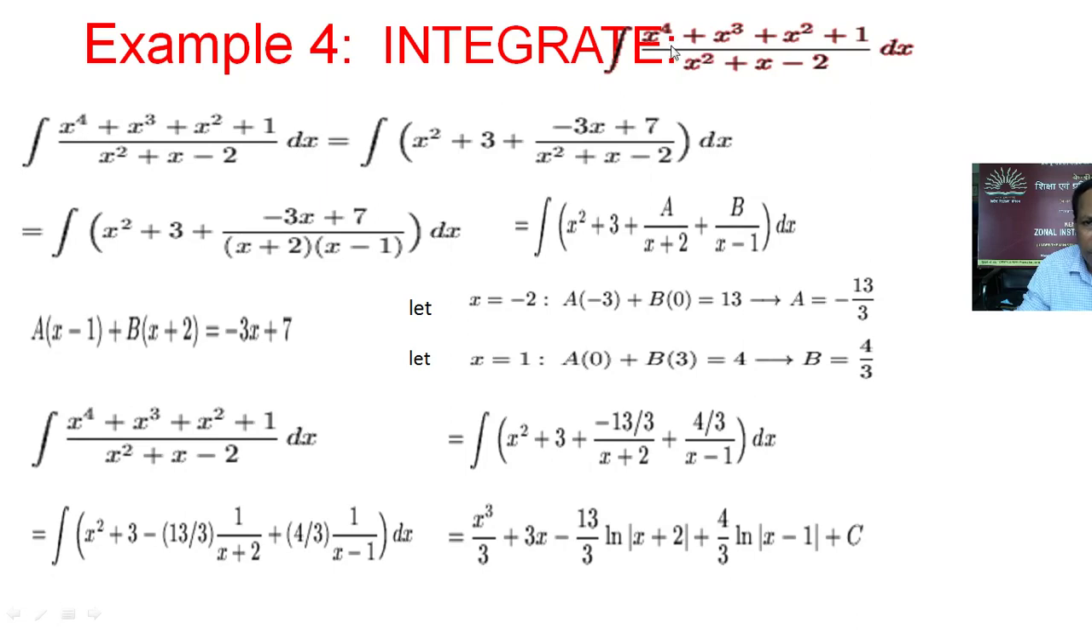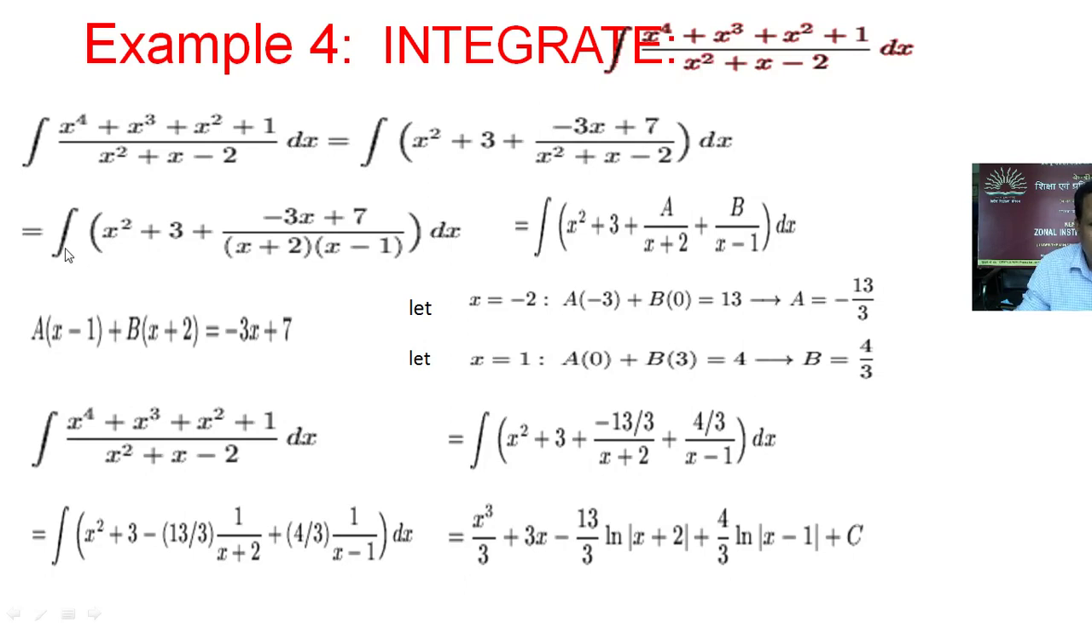So first of all we divide x fourth plus x cube plus x square plus 1 by x square plus x minus 2. So on division it becomes x square plus 3 plus minus 3x plus 7 by x square plus x minus 2 dx. It's just simple division, so we will be getting this.